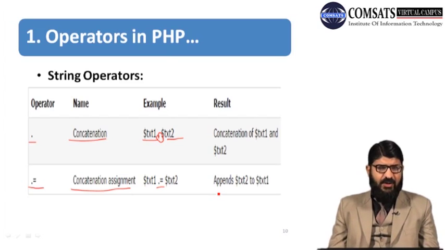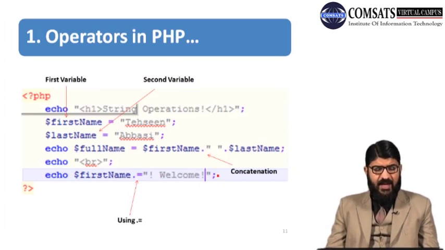So these are two ways to use string operators. Let's see an example. The PHP value tag is started, then the echo to write the output, and then heading 1 is mentioned as string operator. Now the declaration variable $sign is mentioned, first name equals to Tehseen.